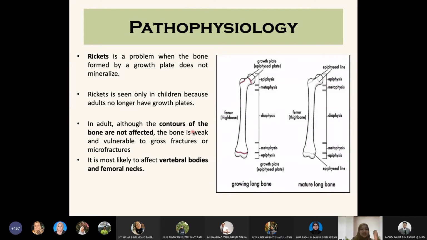So in adults, the contours of the bones are not affected, but however, because of inadequate mineralization, the bone will be weak and they are vulnerable to fracture. And usually it will affect the vertebral bodies and also the femoral necks.